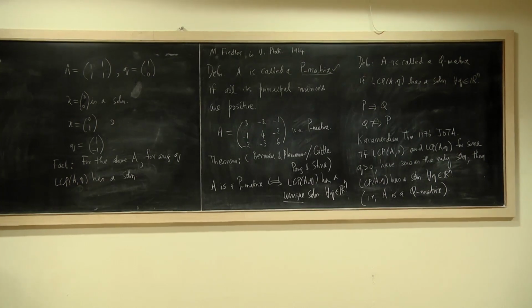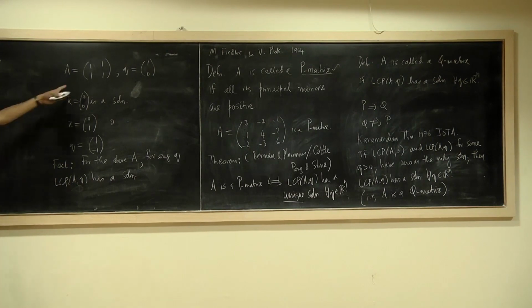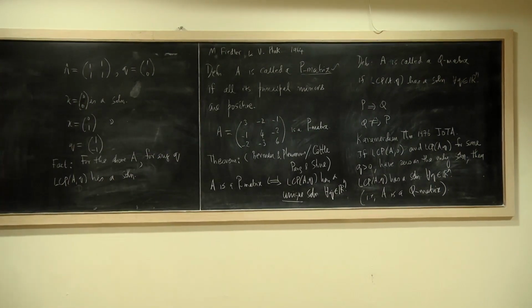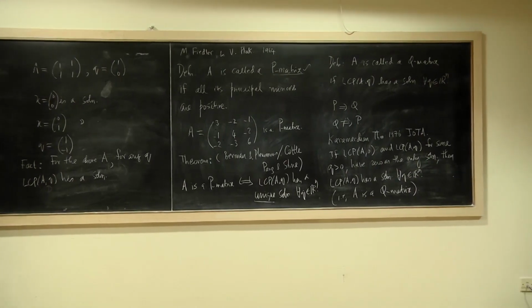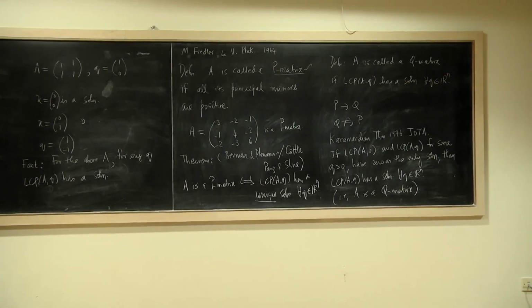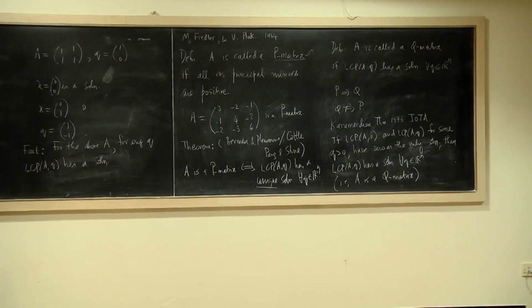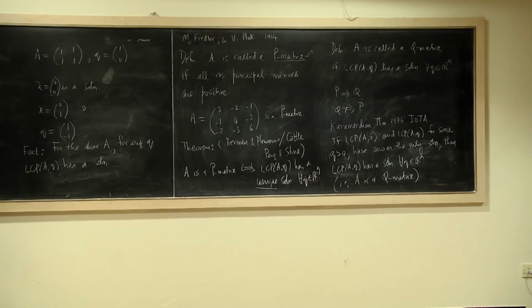Can you try to prove that this matrix satisfies the theorem, so it's a Q matrix? Two by two is only for simplicity. Any n by n matrix with all entries 1 will have this.